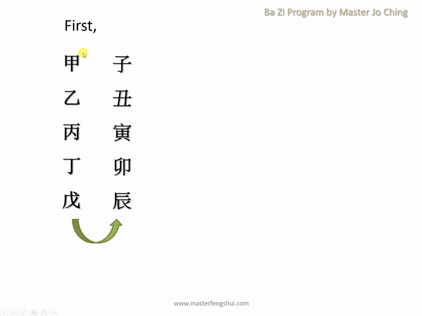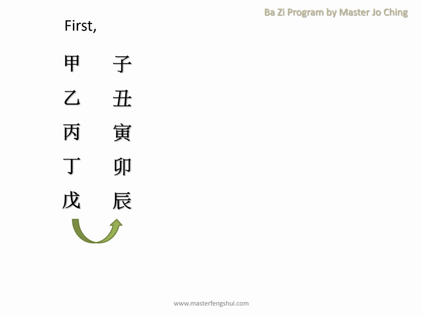How you pair up is, of course, the first one goes with the first one. Or rather, we should say that the yang stem must always go with the yang branch. Yin stem must always go with the yin branch. That means the plus sign and the plus must come together, the polarity. The negative or the minus sign and the minus sign must be together.